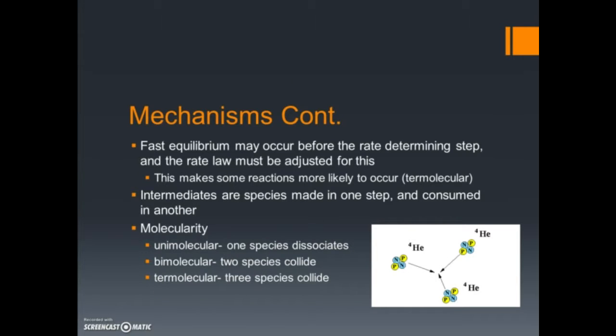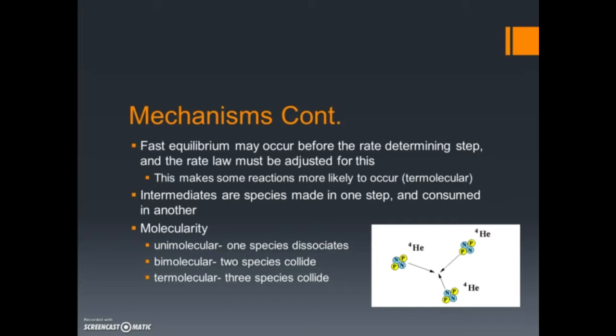Fast equilibrium may occur before the rate determining step, and the rate law must be adjusted for this. This makes some reactions more likely to occur, such as termolecular reactions. For example, two NO molecules may combine to form N2O2 in order to react with an H2 molecule, which it would not likely do otherwise in a termolecular reaction.